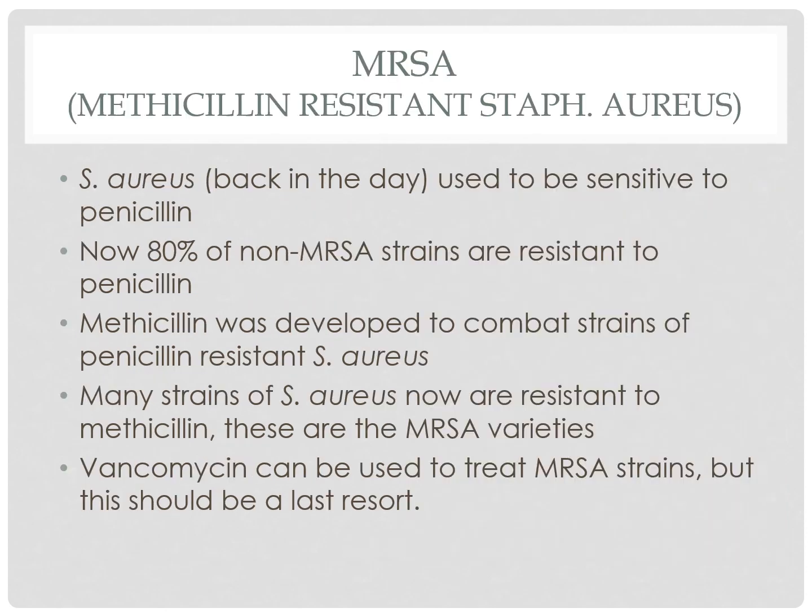So MRSA is methicillin-resistant Staphylococcus aureus. Not all Staph aureus are MRSA, but a good 50% of them are. Now, back in the day, Staphylococcus aureus used to be sensitive to penicillin. Now, 80% of regular Staph aureus are resistant to penicillin. Methicillin was developed to combat strains of penicillin-resistant Staph aureus. Many strains of Staph aureus are now resistant to methicillin, and these, of course, are the MRSA varieties.